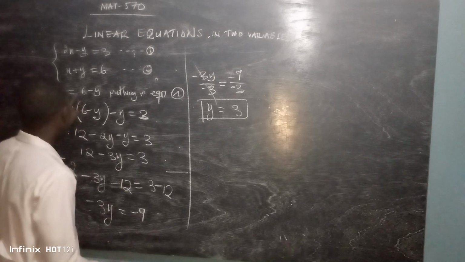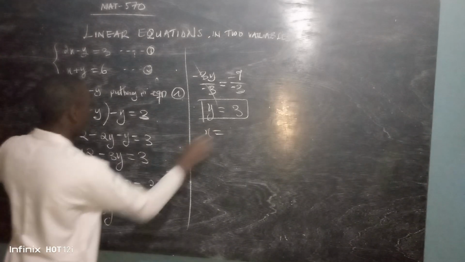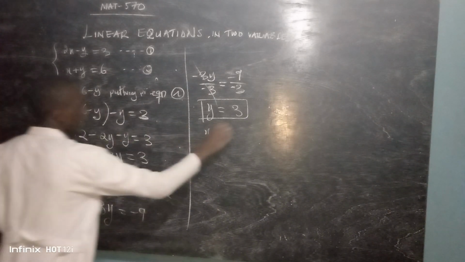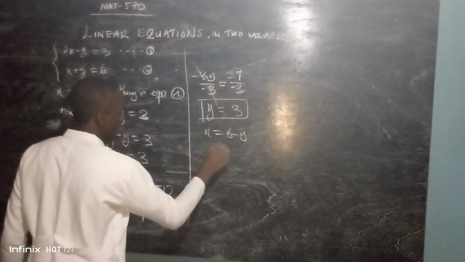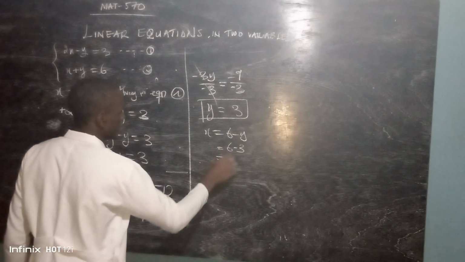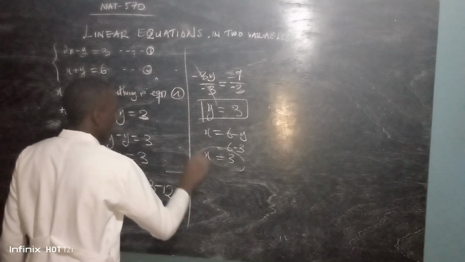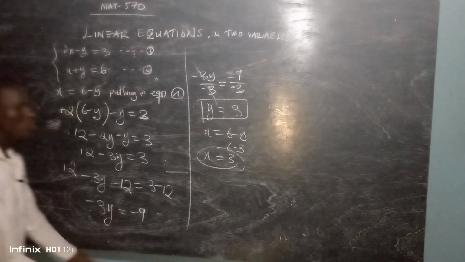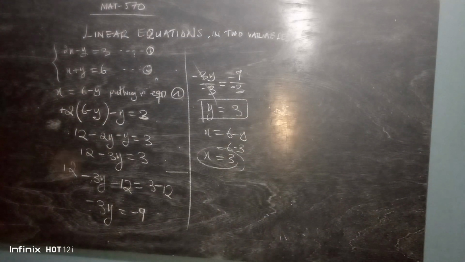We can also come here now. Since my x, we said x is equal to 6 minus y, and my y is 3, I copy that: 6 minus 3, which is 3. So this is how you use the substitution method to solve the simultaneous equation.